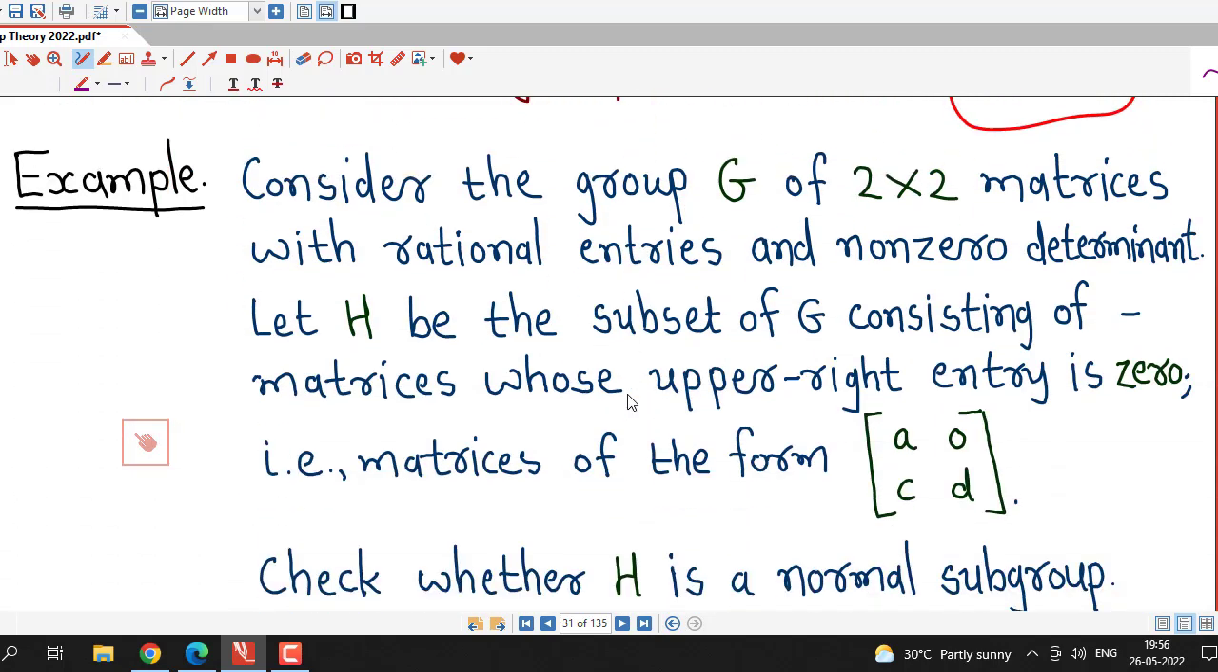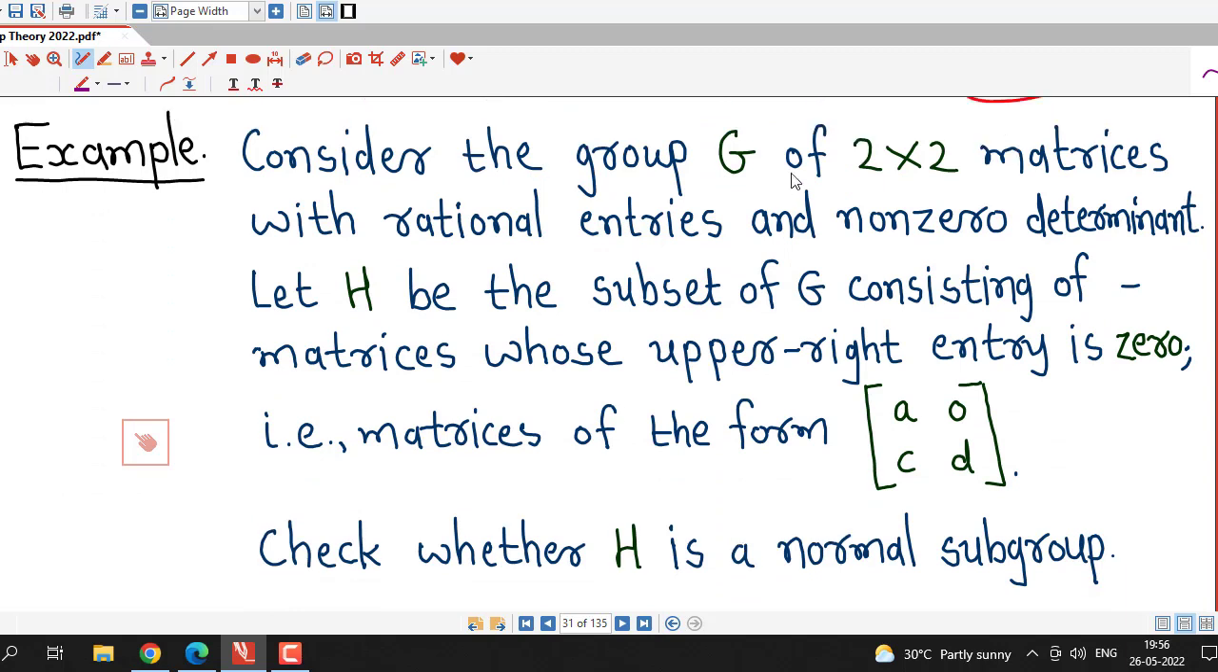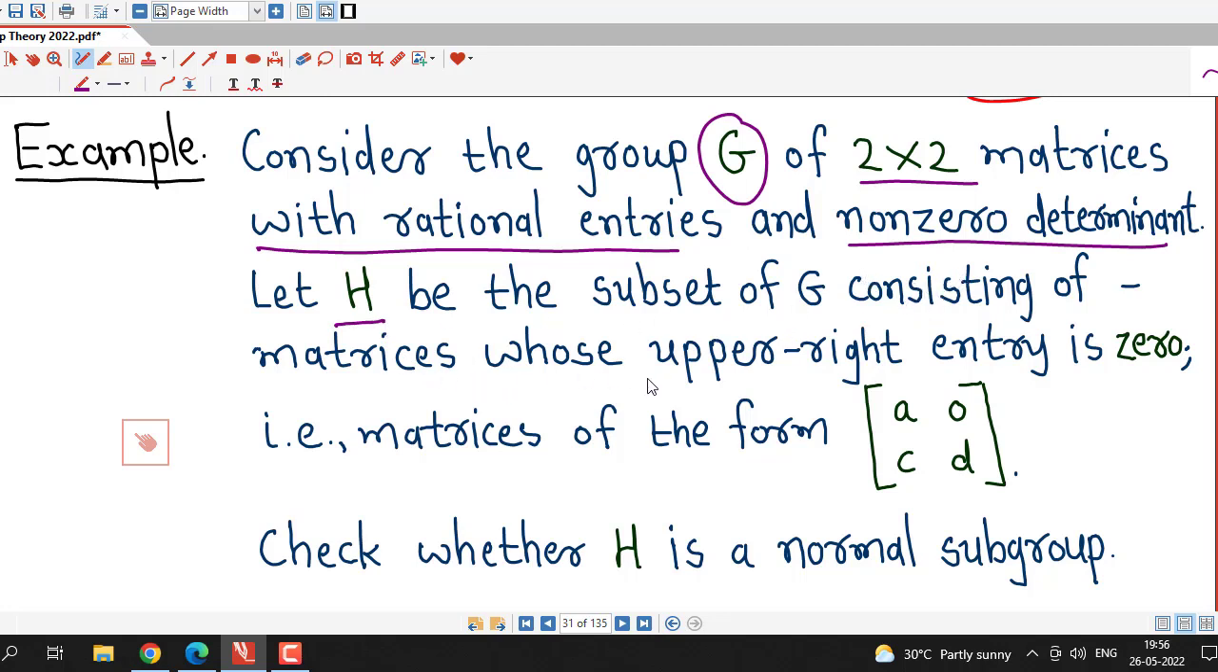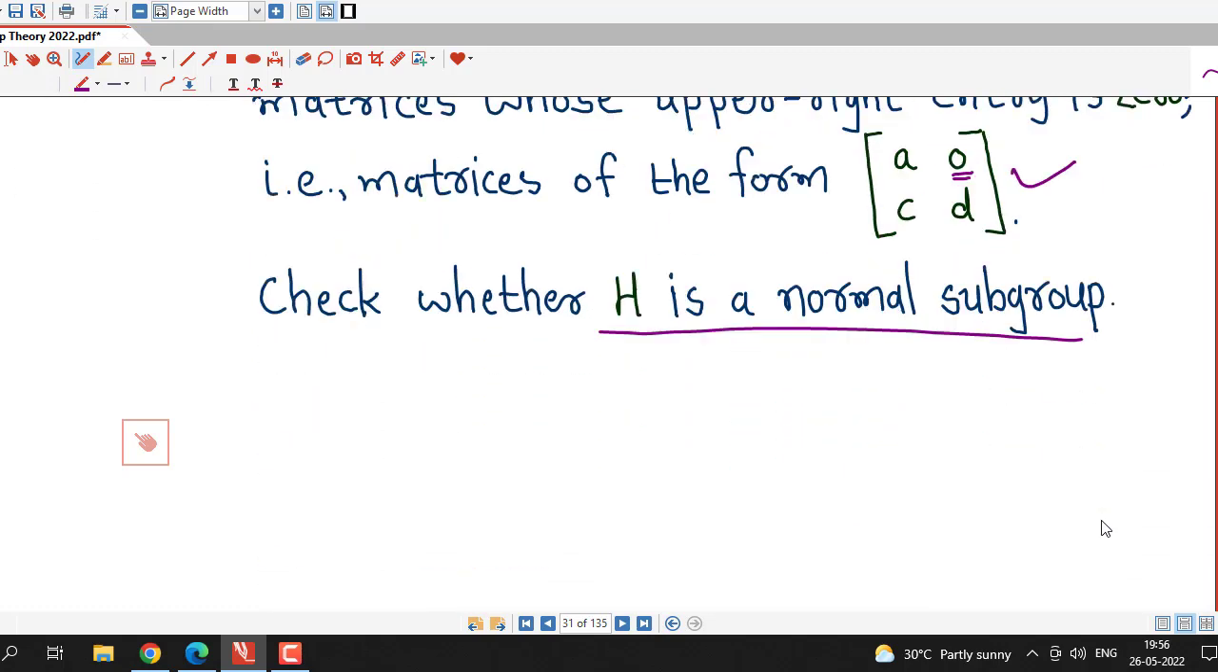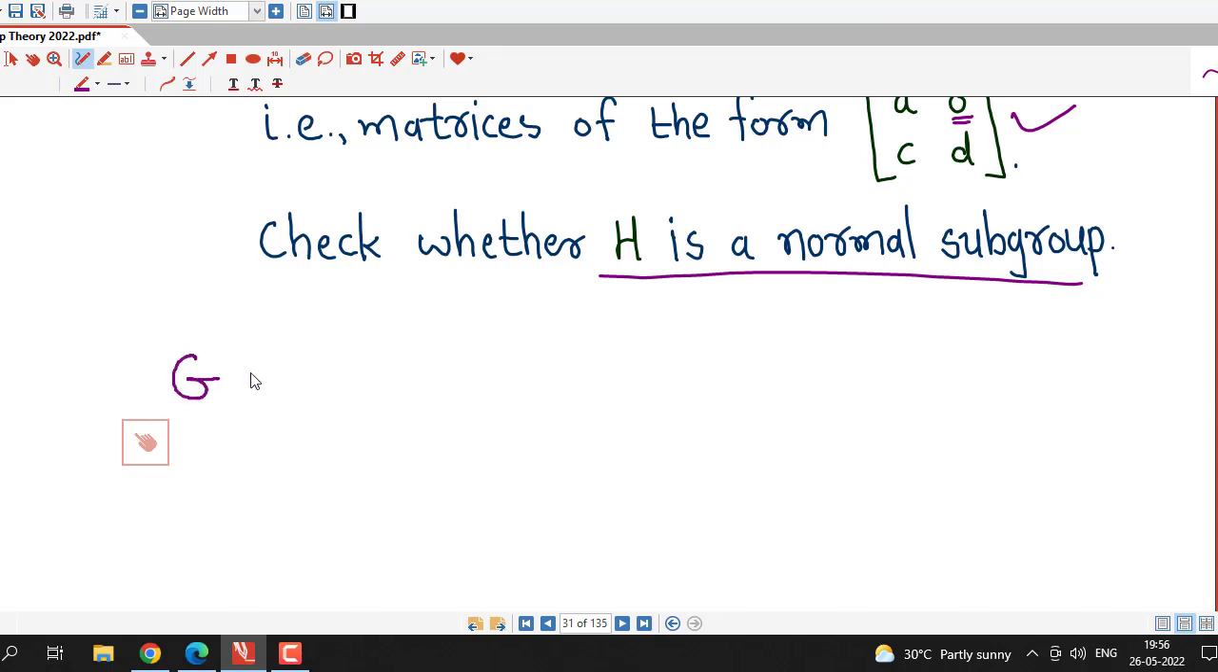We consider another example. Consider the group G of 2 by 2 matrices with rational entries and non-zero determinant. Let capital H be the subset of G consisting of matrices whose upper right entry is 0, that is matrices in this form, A 0 C D. This upper right entry is 0, and we have to check whether H is a normal subgroup of group G or not. So first we write down the description of group G.